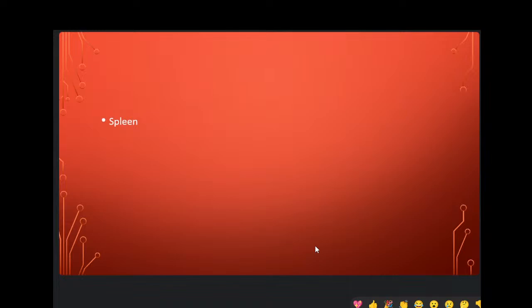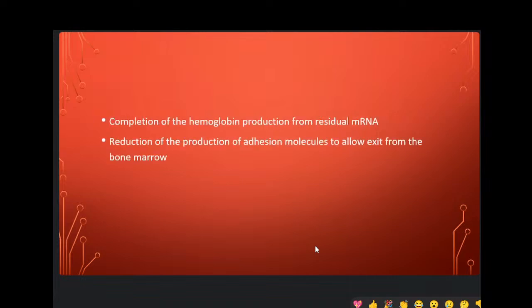Functional changes in the polychromatophilic normocyte. That is the next thing that you need to remember. There are two functional changes. The first one is it has completed the hemoglobin production, but there is still residual mRNA. You'll find out later why this is important. Second, there is a reduction of adhesion molecules which allow the cell to exit the bone marrow.